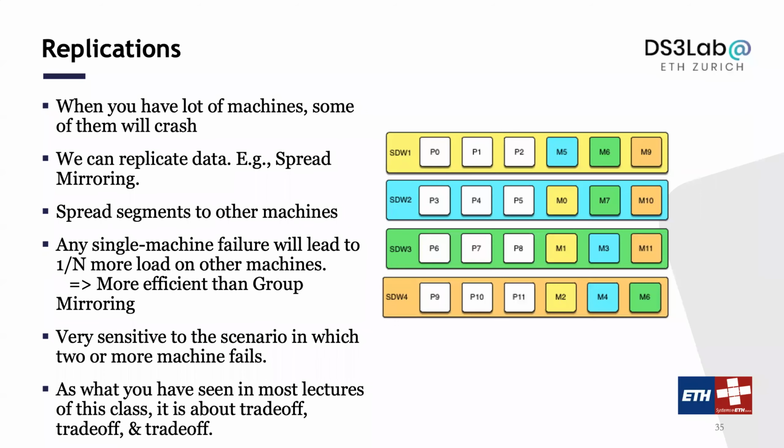We are not going to go into detail about replication, but just remember there are many different strategies you can use. Almost all the things we're talking about in this course are about trade-offs, right? There's no free lunch, but when you design the system, try to think about the pros and the cons, and tailor them to your application.